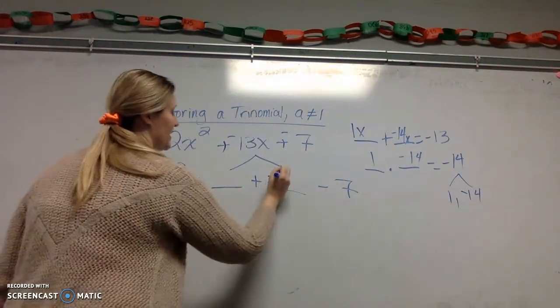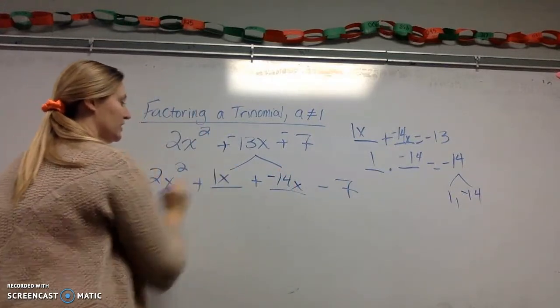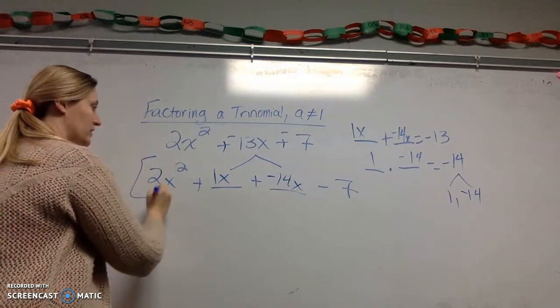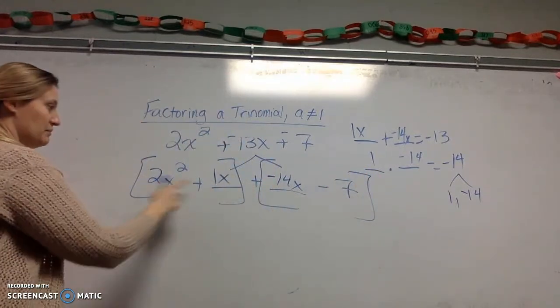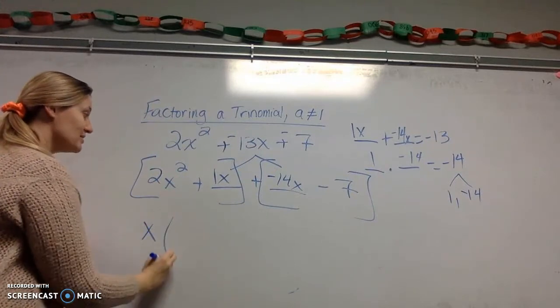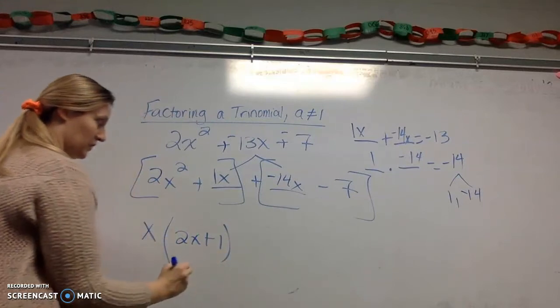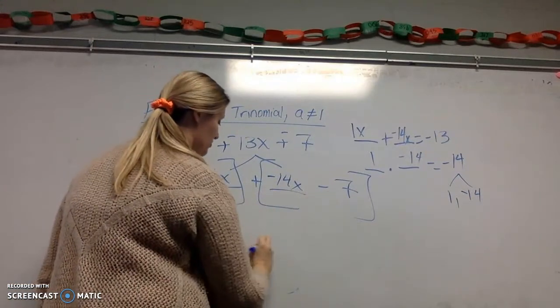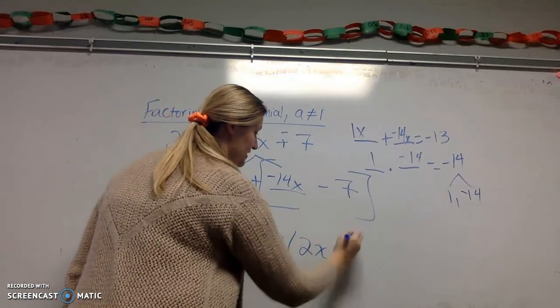So as I come over here, again, this is a negative 7. So I'm going to put the negative 14 with it. It just does make life easier. And the 1x there. Group those. Group those. My greatest common factor here is x. That's going to leave me with 2x plus 1. Okay? My greatest common factor here is negative 7, and that will leave me with 2x plus 1.